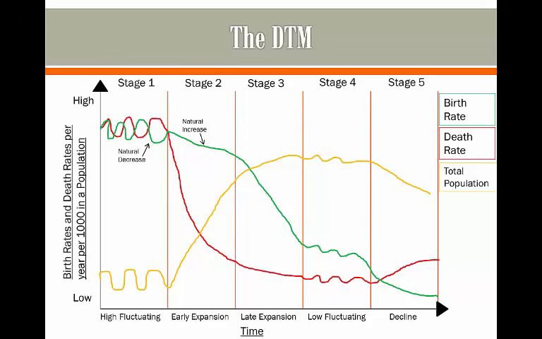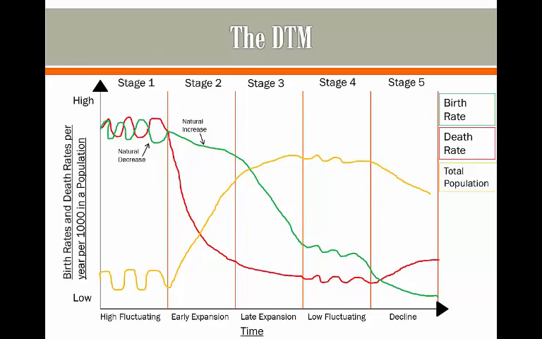So first of all, we have two axes. We have our x-axis, which shows time, and then our y-axis, which shows the birth and death rates per year per thousand of a population. The birth rate is drawn in green, the death rate in red, and then we also have the total population in yellow.